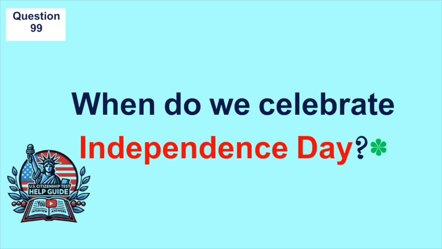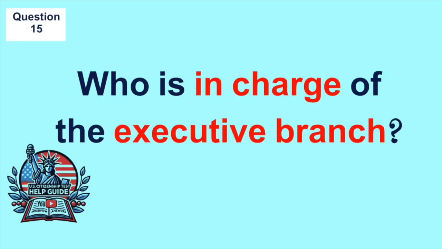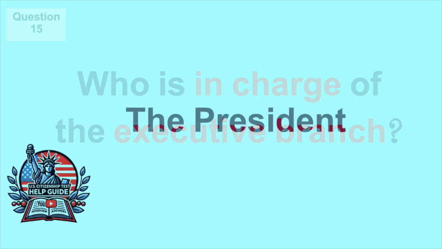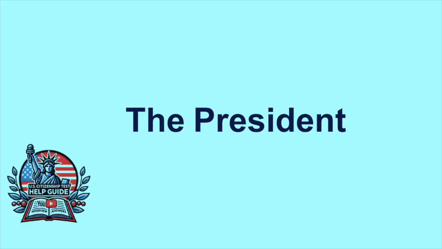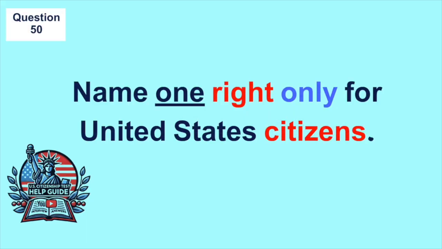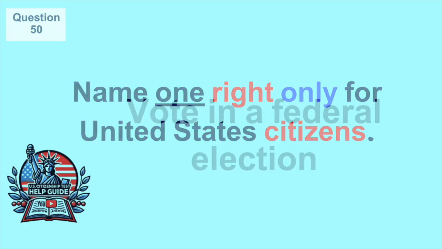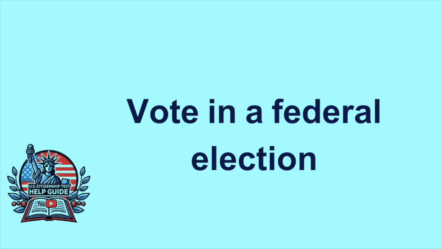When do we celebrate Independence Day? July 4. Who is in charge of the executive branch? The President. Name one right only for United States citizens. Vote in a federal election.